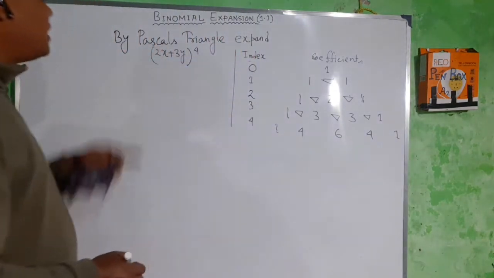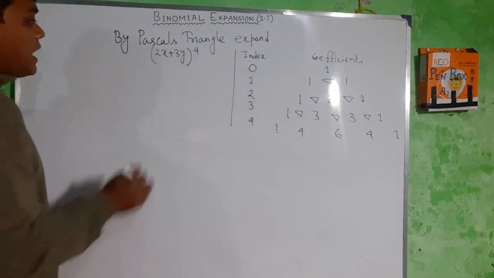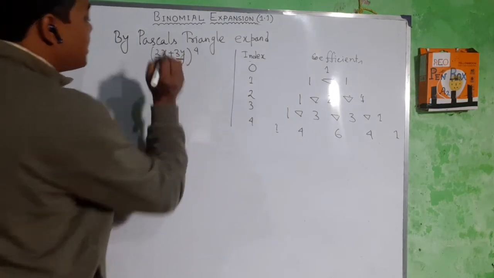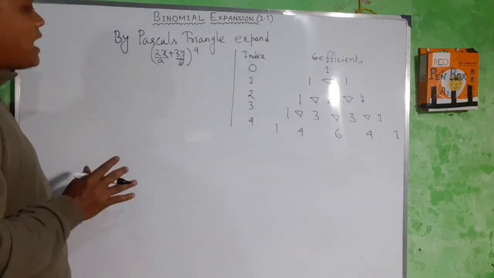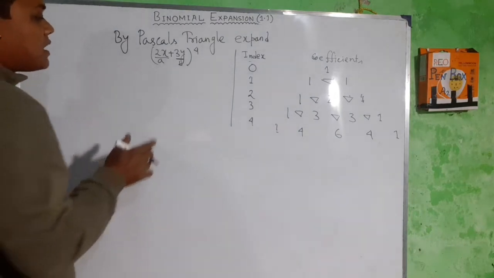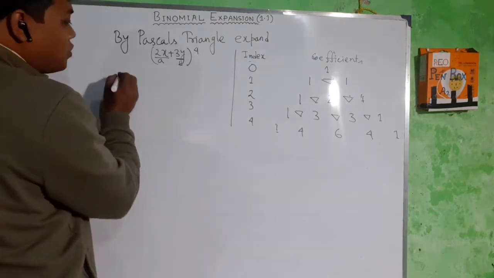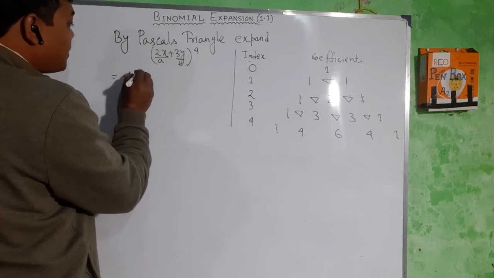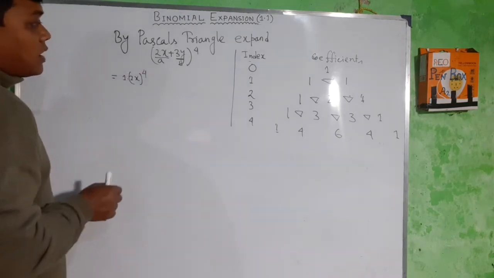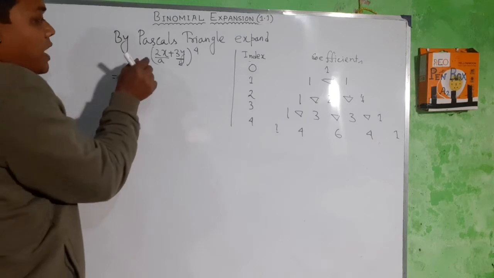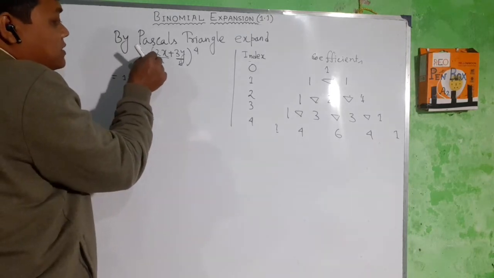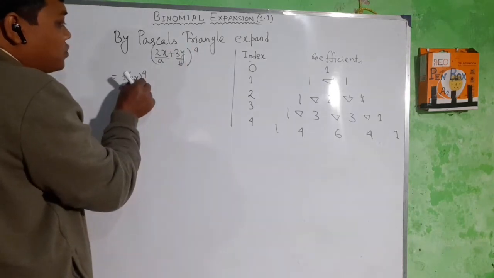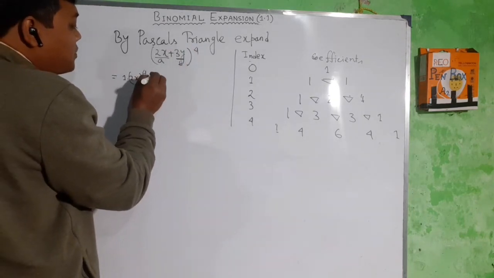Here, in 2x plus 3y, a equals 2x and b equals 3y. If I expand this using the Pascal triangle coefficients, first of all 1 into 2x whole to the power 4, because the index of a will take the highest index, so 2x whole to the power 4, and 3y to the power 0.